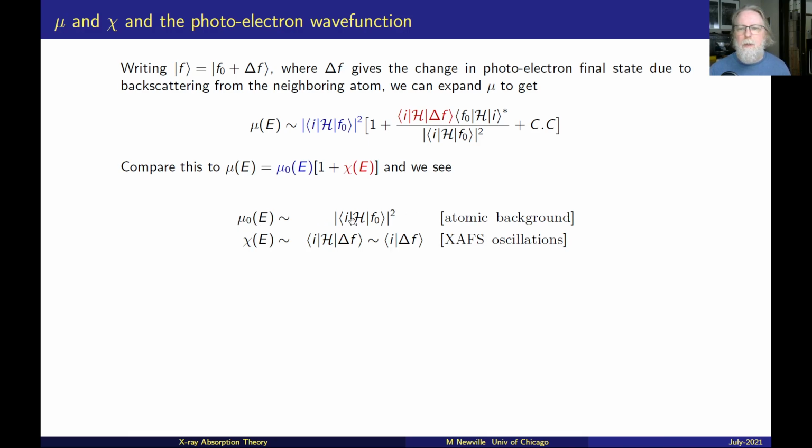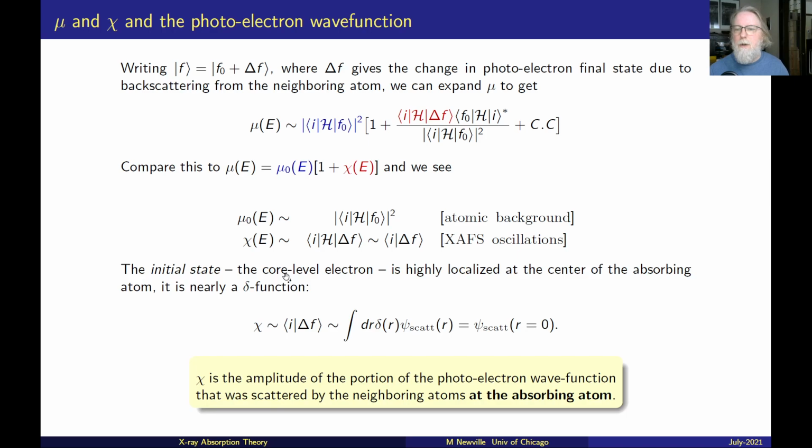So mu0 really we can say is the atomic background, and that's just the initial state overlapped with the unperturbed final state. That is the atom without the presence of the neighboring atoms. So that's going to be pretty smooth. It's going to look a lot like the gas phase. And then there's a chi term that is the overlap of the initial state, the 1s level, and the final state, the outgoing, scattered portion of the photoelectron. And that's what gives the XAFS oscillations, our chi.